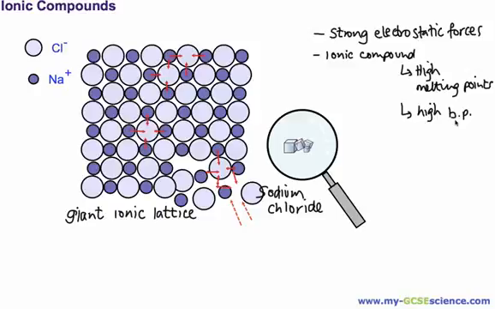It's because there are large amounts of energy required to break the many strong bonds. Okay, and you should be able to explain that with respect to giant ionic lattices and these electrostatic forces that require all that energy to pull them apart and therefore melt the compound. Okay, so that's just a brief outline of that.